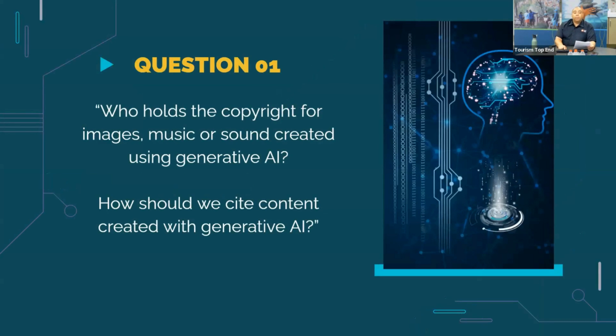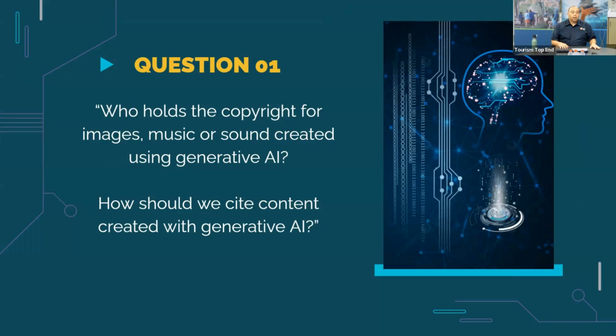Someone asked, who holds the copyright for images, music, or sound created using generative AI? So I think we've gone over that, but specifically, it's a gray area. When you're talking about text, it's really hard to determine who created that content. Even if you used ChatGPT to create that content, you could easily claim that you did it yourself. However, with images, with music or sound, it is definitely a bit more of a sticky wicket. You've just got to use common sense here.